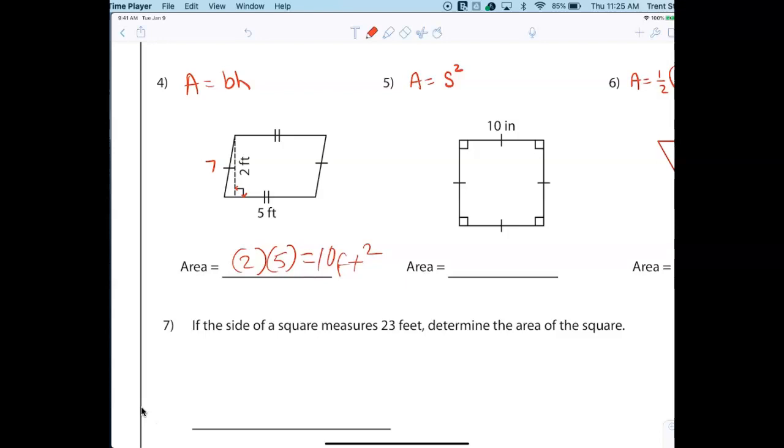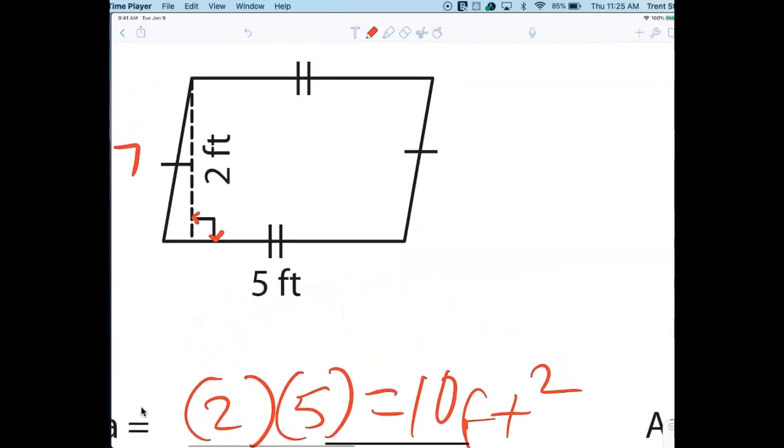For those of you who are listening, the height is always perpendicular to the base. That's why it creates a right angle. Perpendicular just means it's at a right angle. You have to use the one that's at the what? The right angle. Wow, very good.